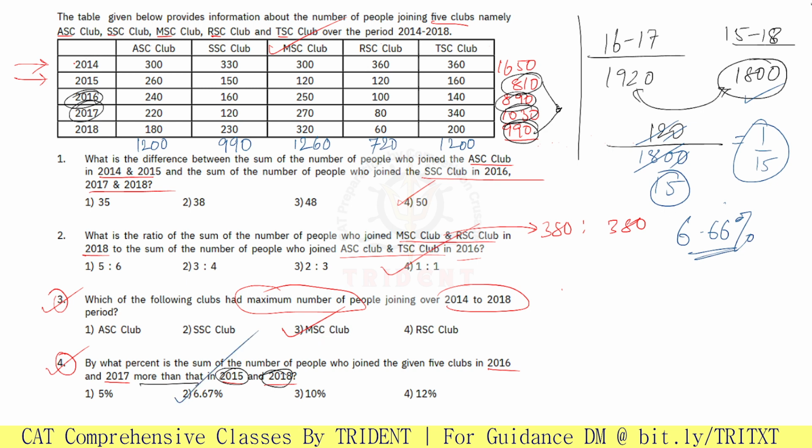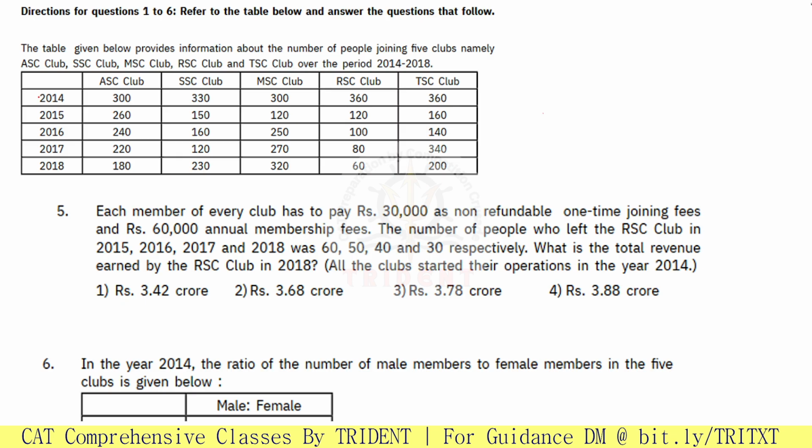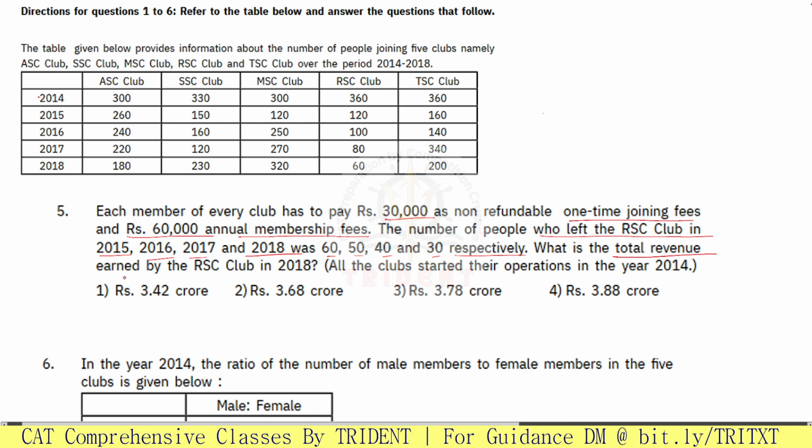Now for the next two questions, let's see. Okay, so there are two questions in this particular slide. The first one, of course, is going to be a little more difficult than the other one. Let's read what is given. It says that each member of the club has to pay a 30,000 non-refundable one-time joining fee. Fine. And 60,000 annual membership fees. The number of people who left the RSC club in 15, 16, 17 and 18 are given 60, 50, 40 and 30 respectively. What is the total revenue earned by the RSC club?